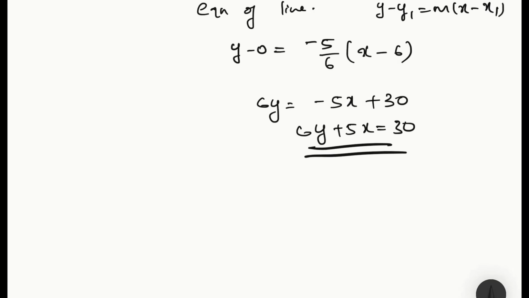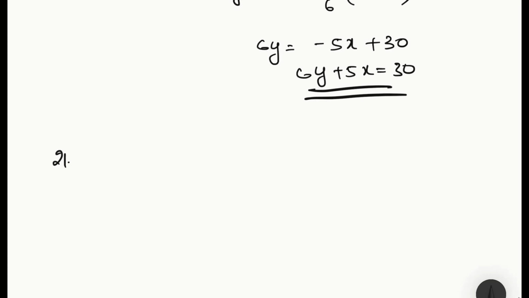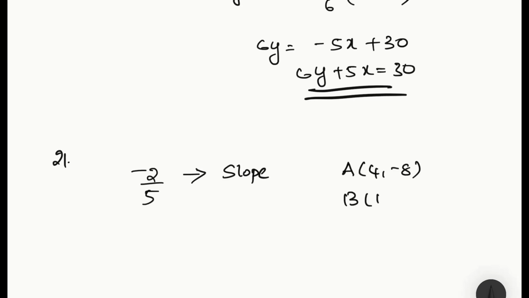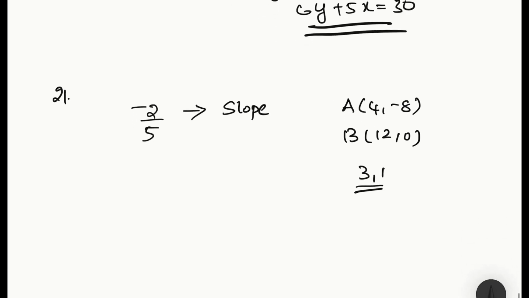Okay, so in question 21 we have: write down the equation of the line whose gradient is minus 2 by 5, which passes through the point P, where P divides the line segment A(4, minus 8) and B(12, 0) in the ratio 3:1. So you need to find the point P(x, y). How will you find it out?